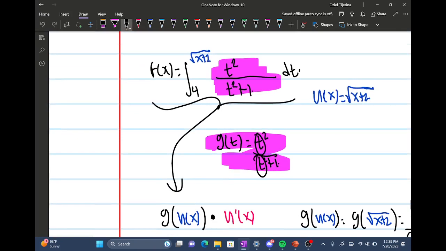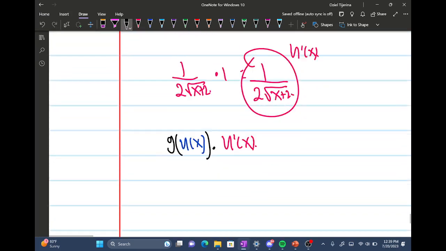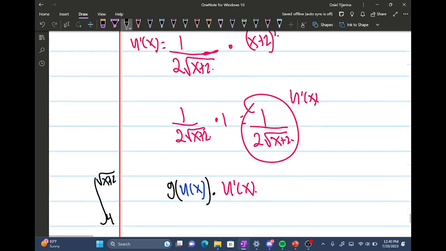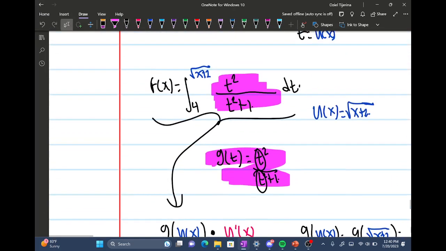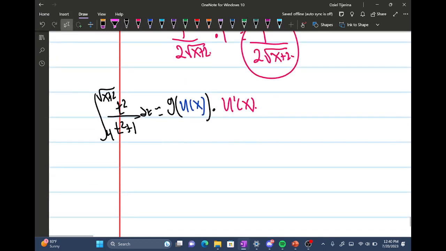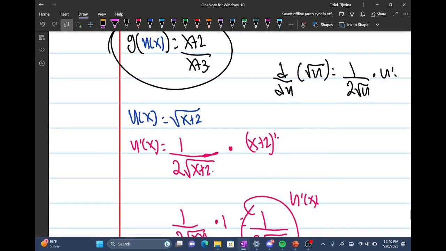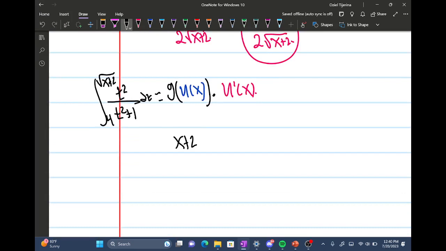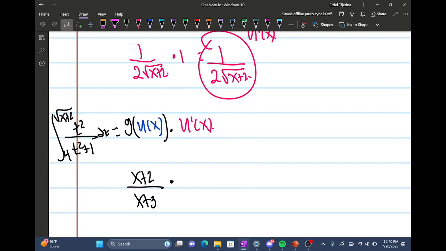It's going to be the integral from 4 to square root of x plus 2 of t squared over t squared plus 1 dt, is equal to this. And so, like I said, g of u of x was x plus 2 over x plus 3, times the derivative of u. Like I said, it was 1 over 2 square root of x plus 2.